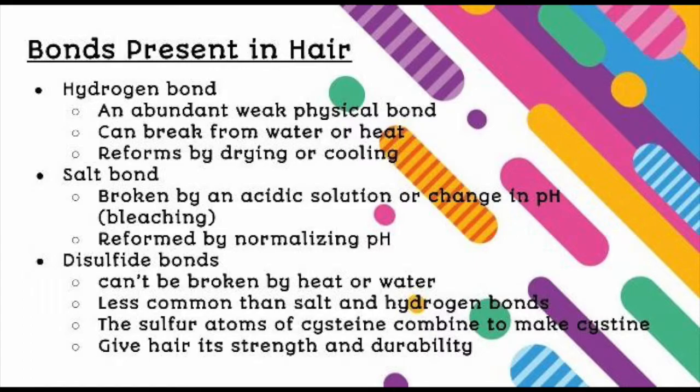Salt bonds in your hair are broken by an acidic solution or a drastic change in pH. Bleaching your hair using some form of bleach, such as hydrogen peroxide, which is what we used in our experiment, breaks the salt bonds in your hair. These bonds are reformed when the pH of your hair is brought back to normal.